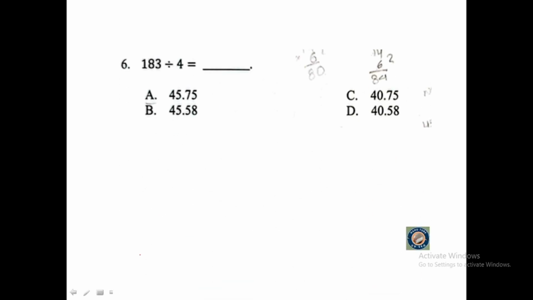Question number 6. 183 divided by 4 is equal to A. 45.75, B. 45.58, C. 40.75, or D. 40.58.